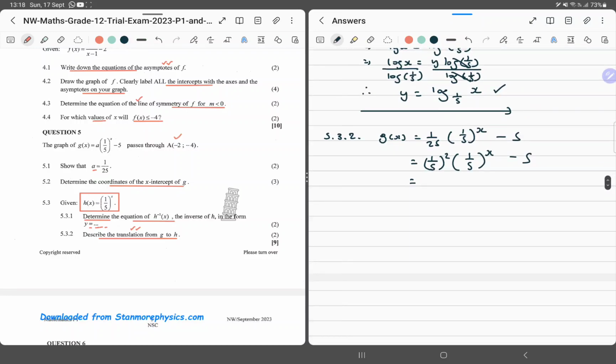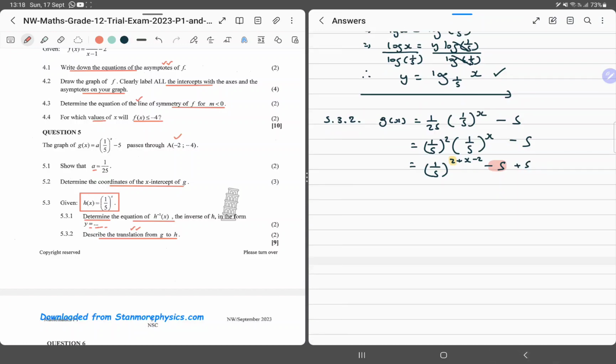Rules of exponents say powers with the same bases multiplying together, you simply add the exponents. So this is 1 over 5 to the exponent 2 plus x, minus 5. Or you can switch that order and say x plus 2. So basically the 2 is missing here now, and this 5 is missing. So what did we do? It means we subtracted 2 there and then we added 5 here.